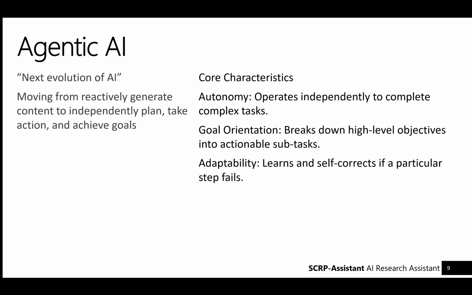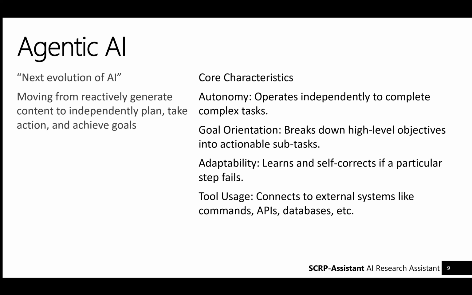Adaptability. It has the ability to learn and self-correct if a particular step failed. When you ask it to code, they would run the code. If it fails, they would investigate why it doesn't work and correct the code. And furthermore, these AI agents can connect to various external features. Right? They can connect to databases, search engines. They can use a browser, in order to do things that are not built into the agent itself.